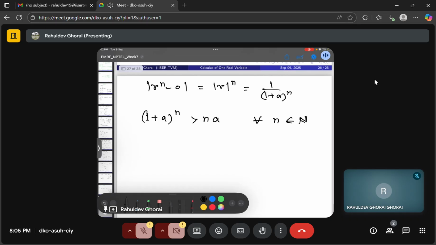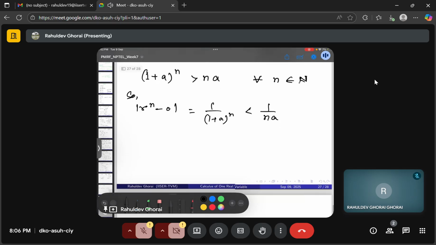So that implies mod of r to the power n minus 0 is equal to 1 over (1 plus a) to the power n, which is less than 1 by n a, right? And what you can say then, r to the power n minus 0 is less than epsilon when epsilon is greater than 1 by n a.